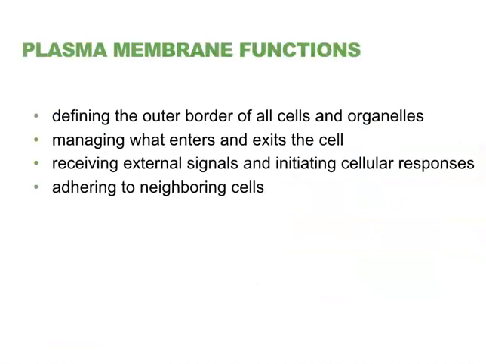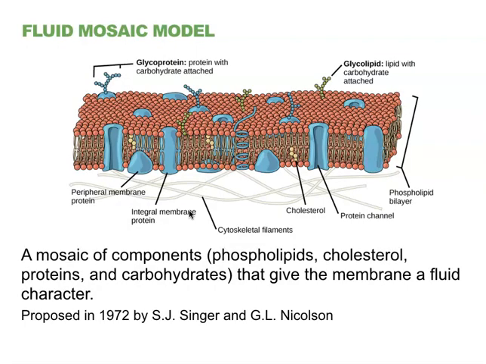Okay, so now that I've told you that, plasma membranes have pretty obvious responsibilities. By defining the outer border of all cells and organelles, they manage what enters and exits a cell. I already told you that. They receive external signals and initiate cellular responses. We need to be able to talk with one another. And you also need to be able to hold on to one another, right? Literally. If you think about the fact that every single one of your cells is held together, and how that actually works is kind of amazing when you actually put the whole story together. And here's a fluid mosaic model, right? I've shown this to you before.